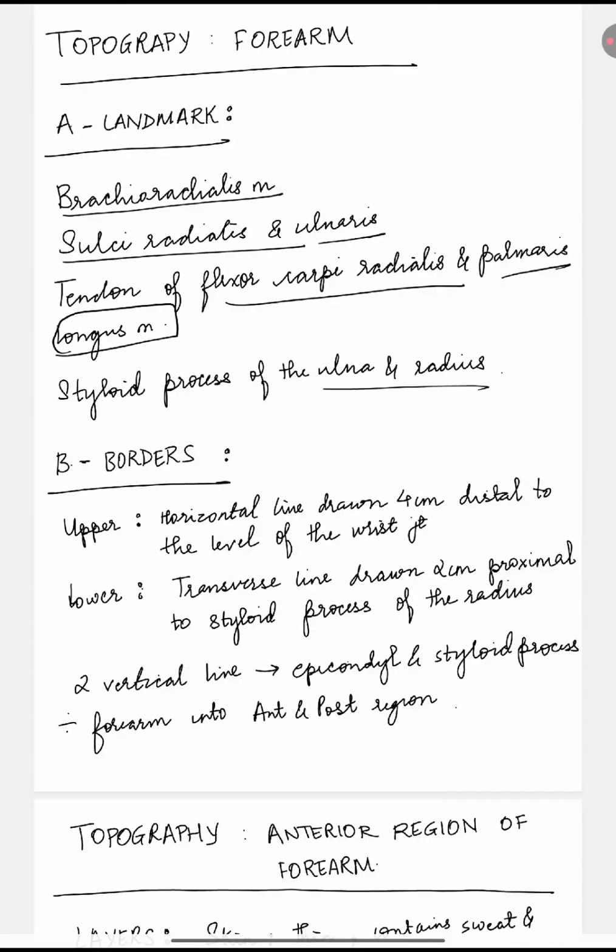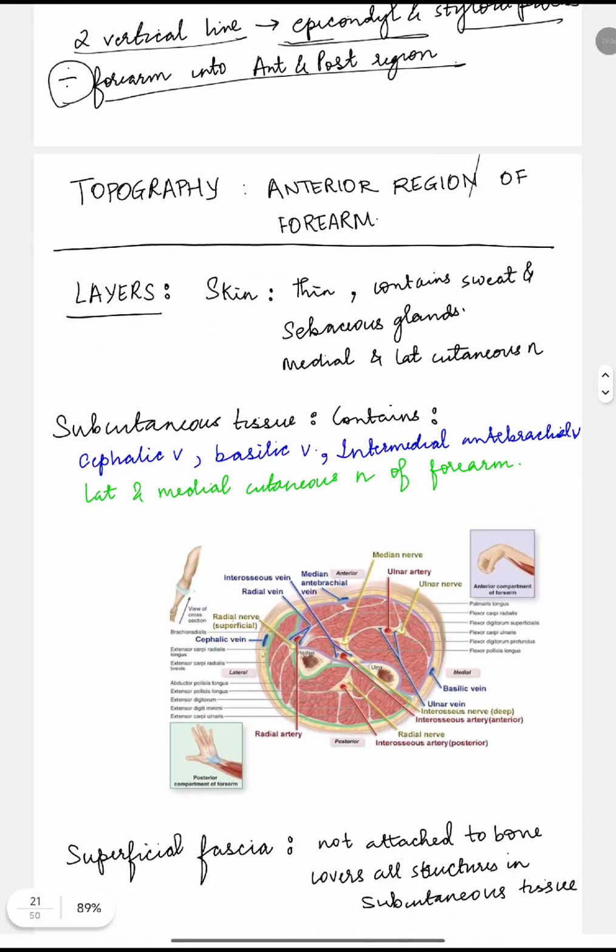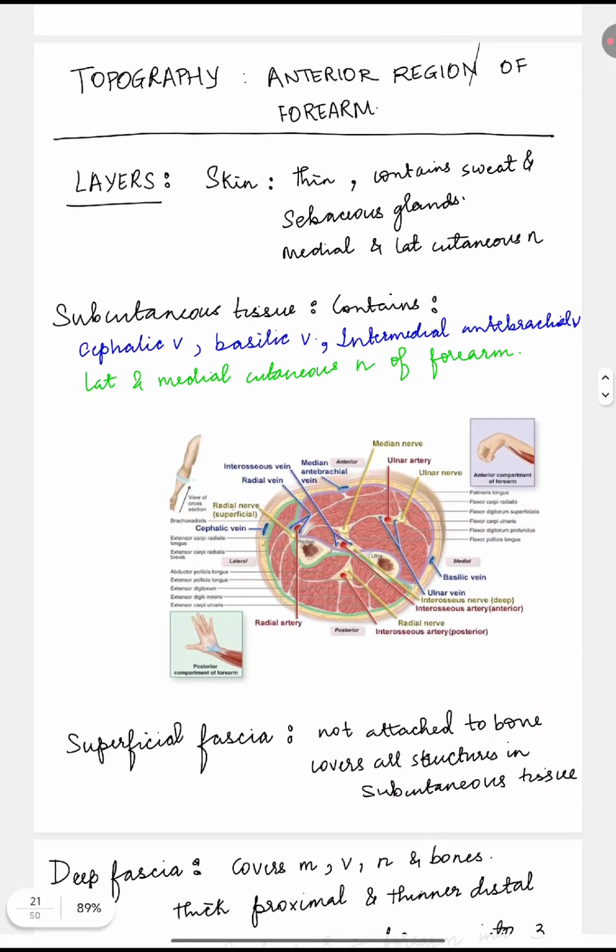Now what are the borders? Upper, a horizontal line drawn 4 cm distal to the level of the wrist joint, and lower, a transverse line drawn 2 cm proximal to the styloid process of the radius. If we draw two vertical lines according to the epicondyle and styloid process, it divides forearm into anterior and posterior region. Now according to this there are two regions, anterior region of the forearm and posterior region of the forearm.